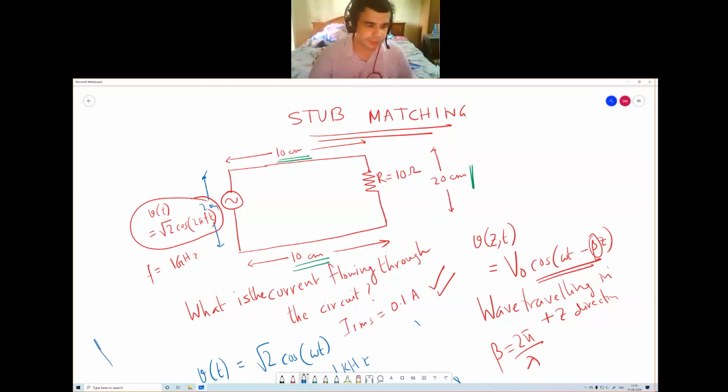this beta z term is 2 pi over 300 kilometers times 60 centimeters. So how small would this be? Can you guess? Can you see?